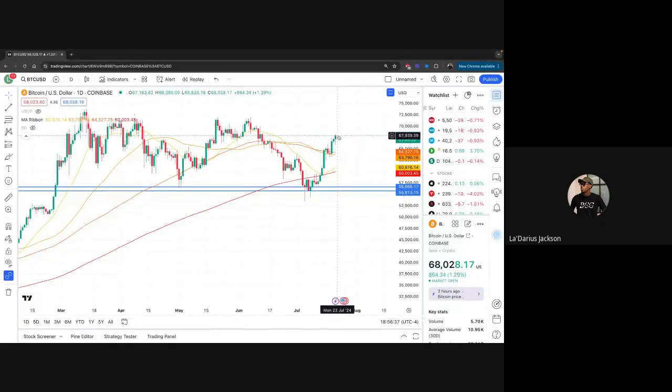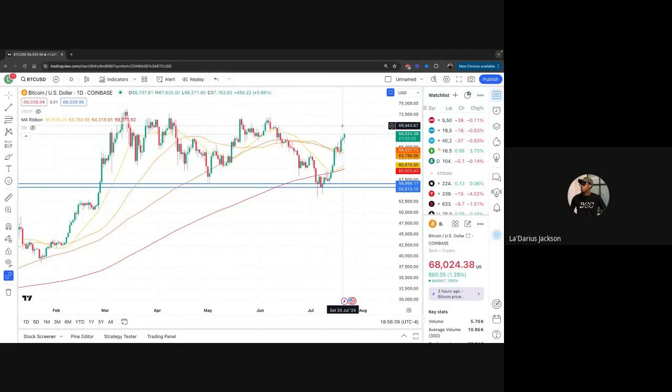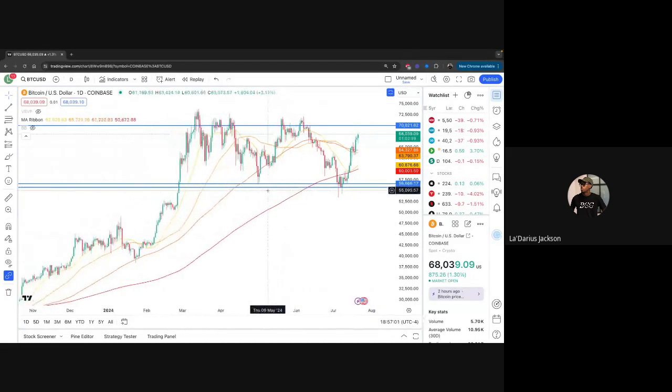So right now I'm seeing Bitcoin hit this level here. Bitcoin is at 68K. We could see it hit 70. And then after it hits 70, I'm looking at 71 to 72K. If it breaks 71 to 72, we could be looking at all-time highs around 74, 75K. Also, it's forming a bull flag.